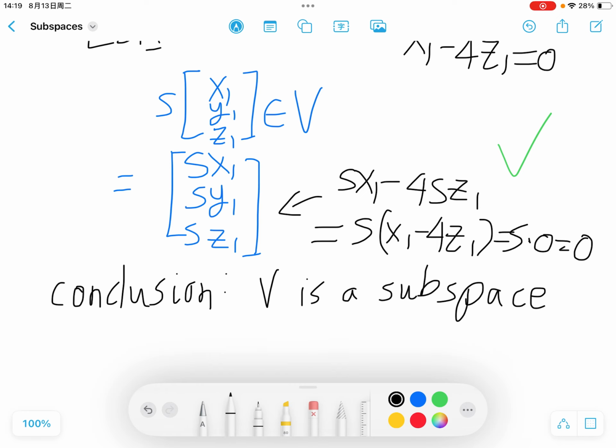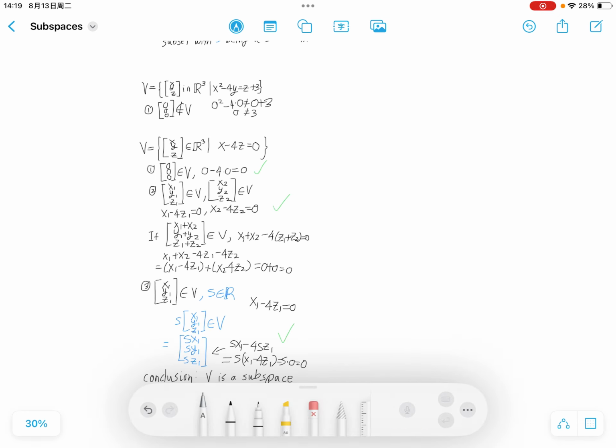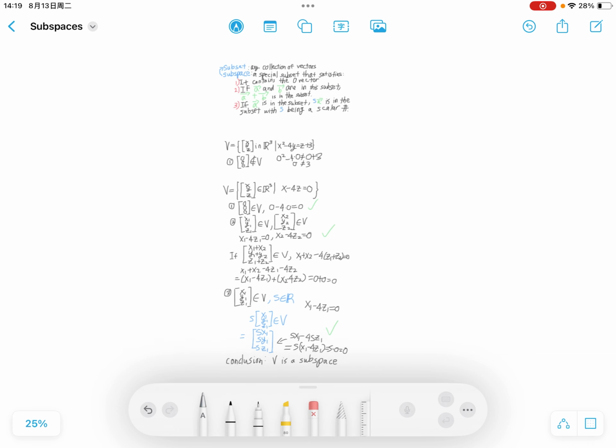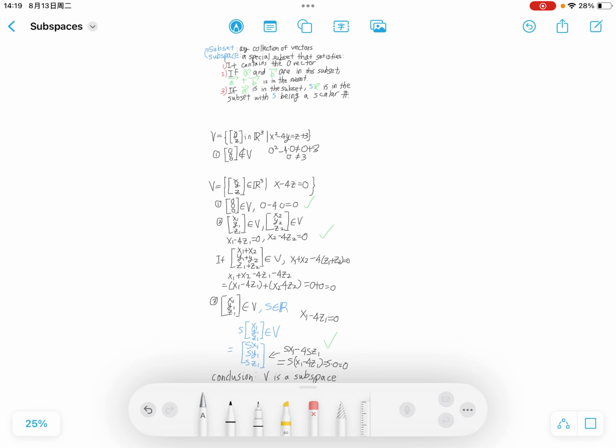So I hope this video allows you to understand more about subsets and subspaces, and how we can identify whether or not a subset is a subspace.